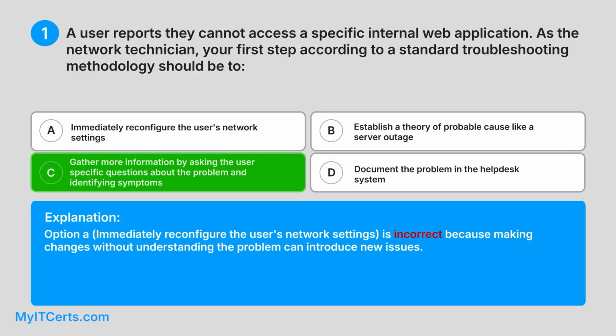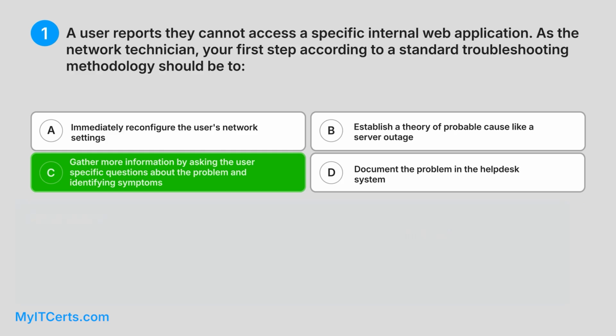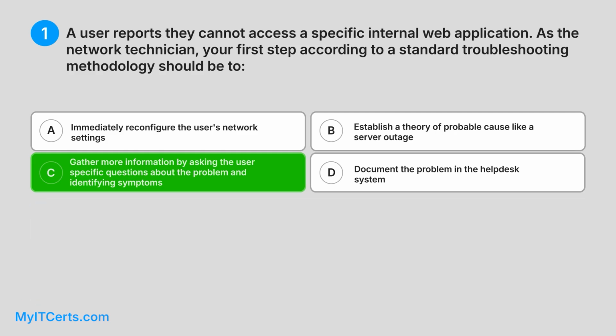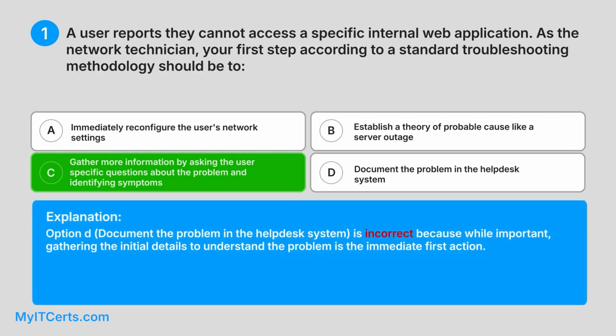Option A, immediately reconfigure the user's network settings, is incorrect because making changes without understanding the problem can introduce new issues. Option B, establish a theory of probable cause, like a server outage, is incorrect because this is the second step, which should be based on the information gathered in the first step. Option D, document the problem in the help desk system, is incorrect because while important, gathering the initial details to understand the problem is the immediate first action.